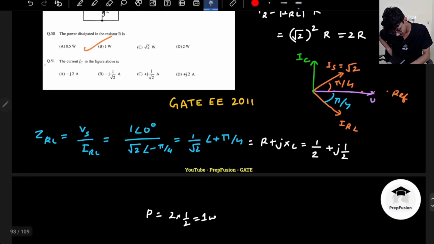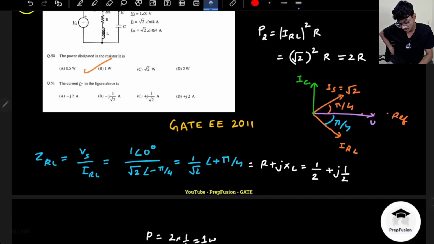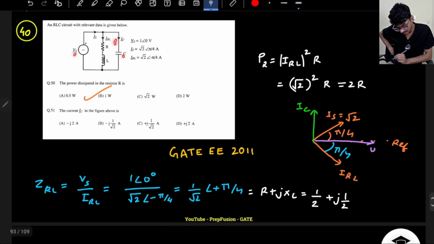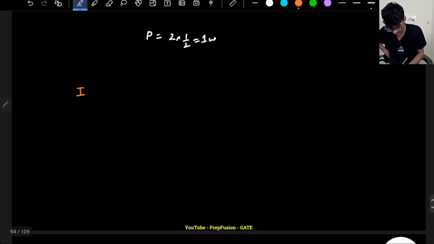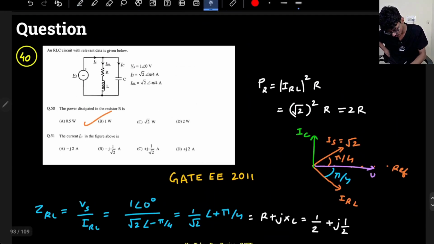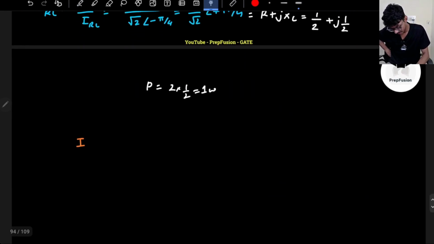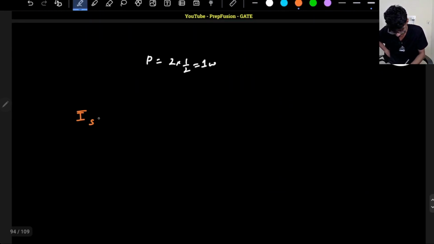Let's see the next option, like the last question. What will be the current IC? So IC is voltage by impedance, correct? Or otherwise, I know IS, I know IRL. Will I be able to find out IC? Yes, very simply. What is the KCL? If I apply KCL in this node, it is IS equals to IRL plus IC.